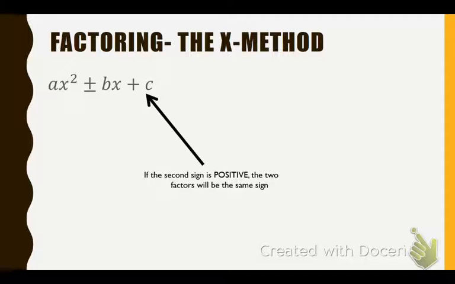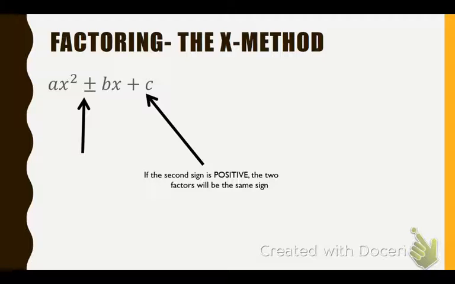So if the second sign is positive, the factors will be the same sign. So what can you deduce if the second sign is negative? They'll be opposite signs, so a positive and a negative. But if the second sign is positive, both of them will be positive or both of them will be negative. The way that you figure out if they're both positive or both negative is the first sign.